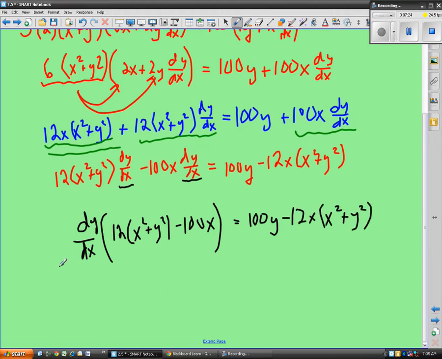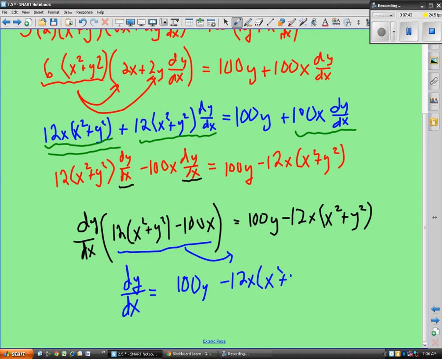And then my final slope equation is dy/dx equals, well, my 100y. Since this thing over here is being multiplied, I'm going to divide it across the equal sign. So my 100y minus 12x times (x squared plus y squared) all over 12 times (x squared plus y squared) minus 100x. And so that is my slope equation that I'm looking for.